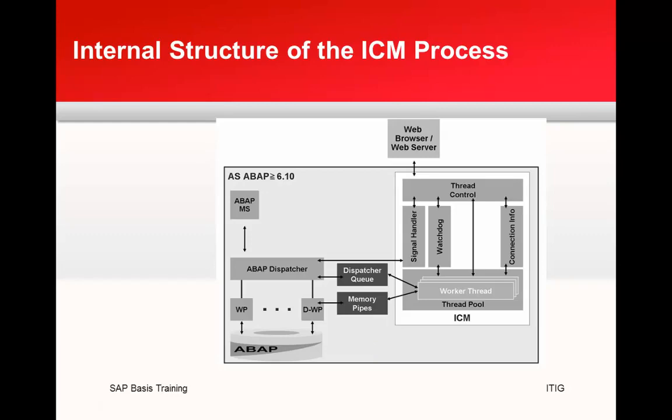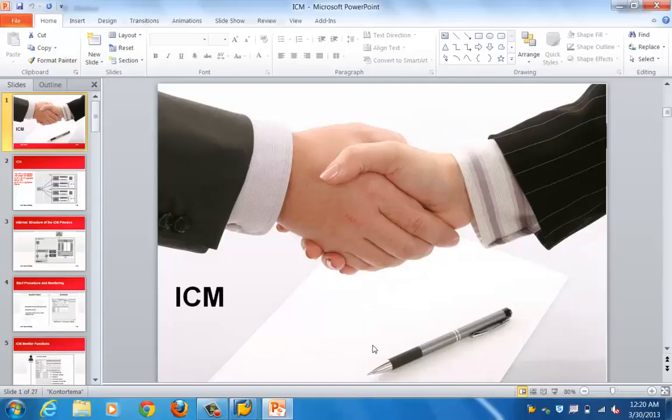So that is about the different components. The requests from the ICM also have to wait in the dialog queue of the ABAP dispatcher. If a free dialog process is found, ICM threads and the dialog process can communicate directly with each other. Okay, so let's look directly into the system.